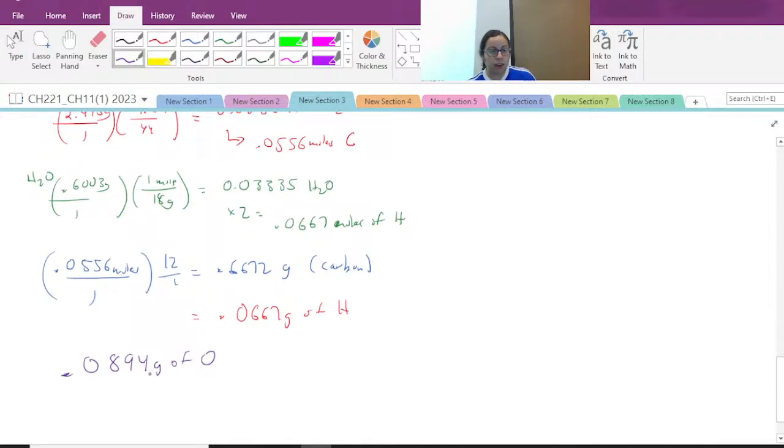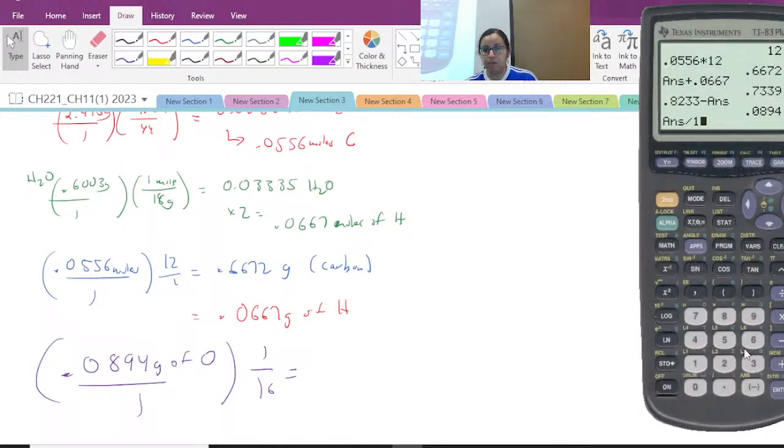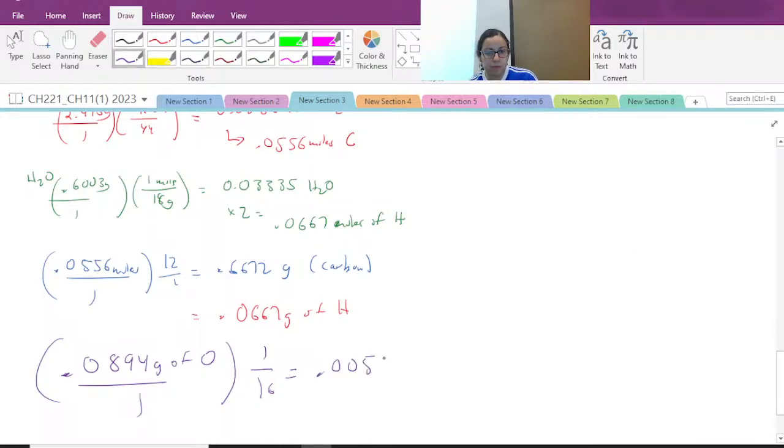So now we have to divide by 16 to give us moles. So now I get 0.00558, so moles of oxygen. And your moles of oxygen is probably going to be your smallest one. And so now we can go back and do what we are used to doing.